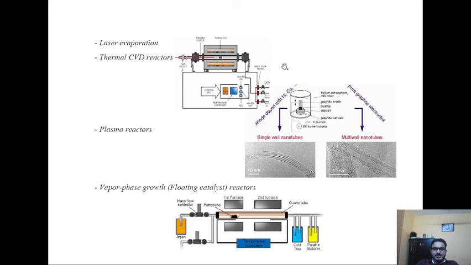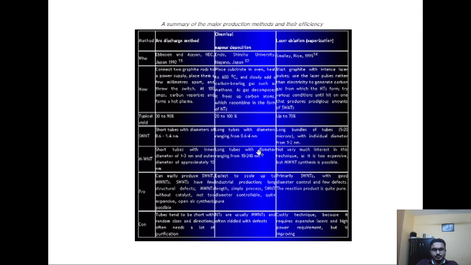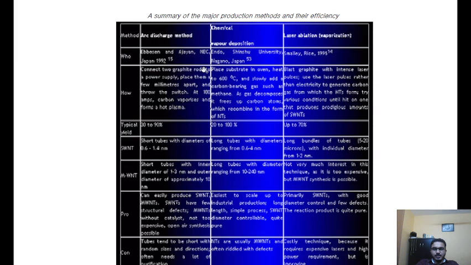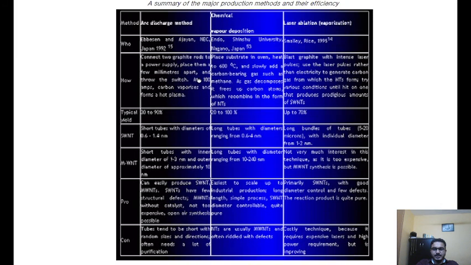Then this is the part which is very much in detail, and if you wish you can pause this video and go through this, but this will not be asked in the mid-semester examination. Then this is the summary of major production methods and their efficiencies. You can pause this video and take a screenshot of this if you want.